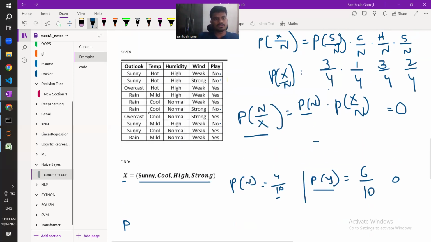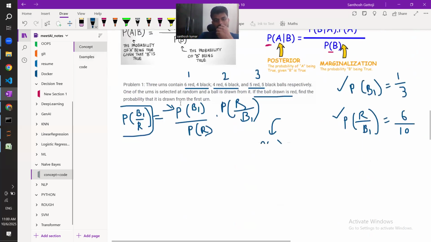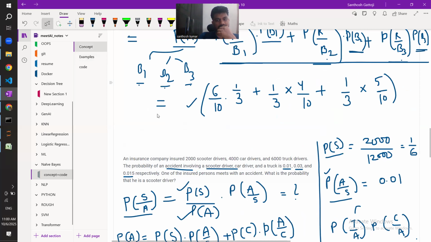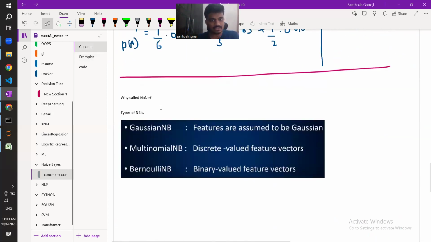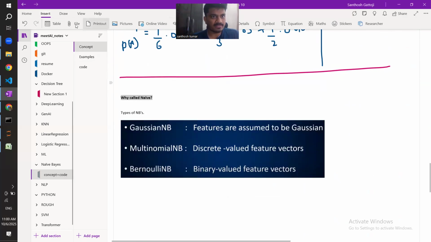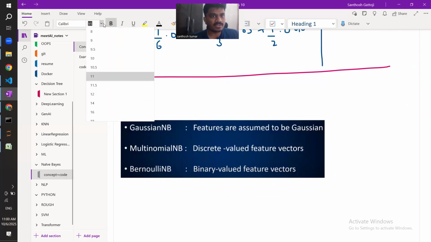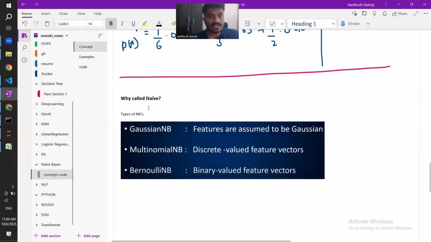So now, a few things before seeing the practical code. Two things we need to understand. First, why it is called naive. It is Bayes because it is based upon Bayes theorem, correct? But why is it called naive?